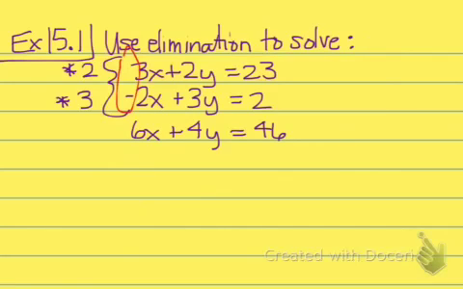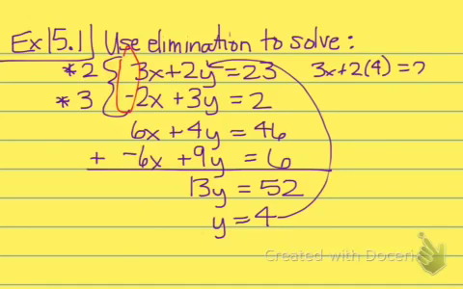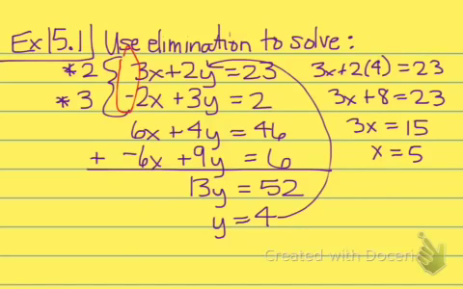So we get 6x plus 4y equals 46, and negative 6x plus 9y equals 6. Now we can add those two together, and we end up with 13y equals 52. So y equals 4. I can take that y and plug it into the top. 3x plus 2 times 4 equals 23. 3x plus 8 equals 23, so 3x equals 15, and x equals 5. So my solution is going to be 5, 4.